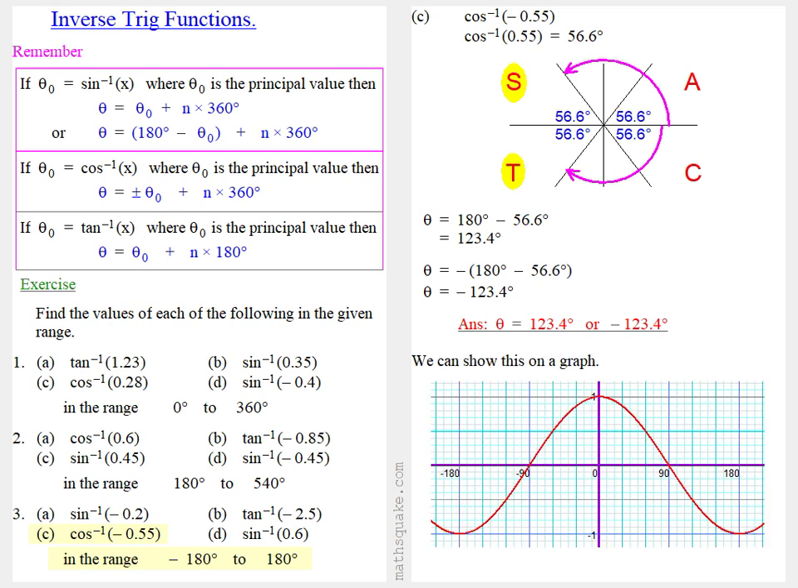Now we can see this on a cosine graph. If we draw a horizontal line at y equals minus 0.55, then we see it crosses the curve at 2 points. They are minus 123.4 degrees and plus 123.4 degrees, and so they confirm our original answers.